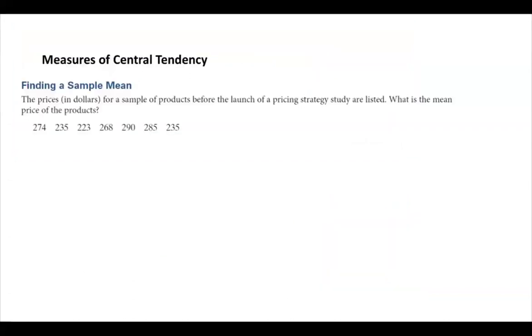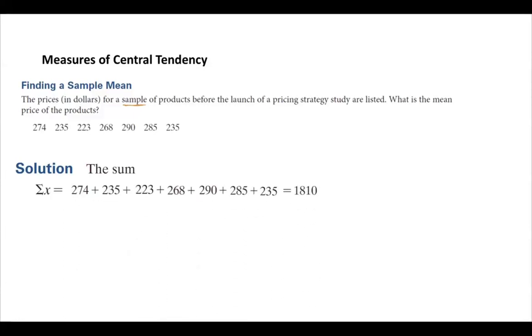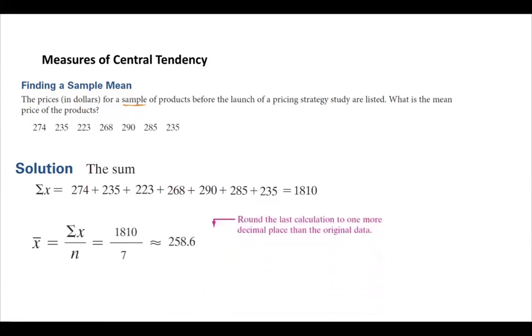For example, the prices in dollars for a sample of products before the launch of a pricing strategy study are listed below. What is the mean of the data? First of all, you have a sample mean, so it is equal to X bar. First, add all of these numbers together. The summation is equal to 1,810. You have 7 data values in your collection. So the sample mean is $258.6. The mean price of the sample is about $258.6.